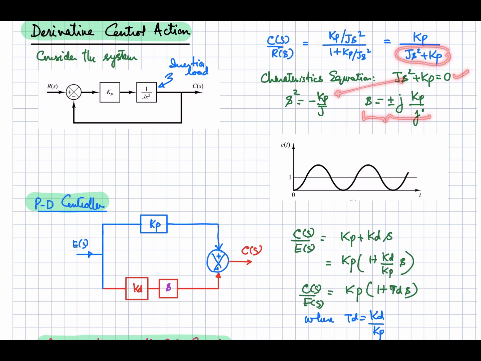And we have two poles in the s plane, and those poles are on the imaginary axis. If I sketch those poles, one will be over here, j times the square root of Kp by J, where J is the capital J, and one will be over here, minus j times the square root of Kp by J. As we have the poles on the imaginary axis, the j omega axis, our response will be oscillatory, right? That is the system response when we have only the proportional controller for this inertia load. Now let's introduce the PD controller.